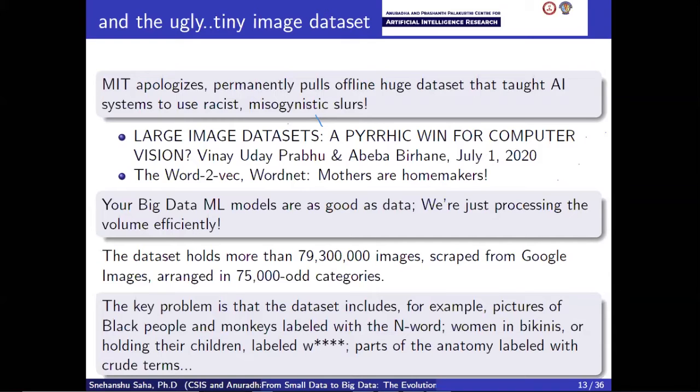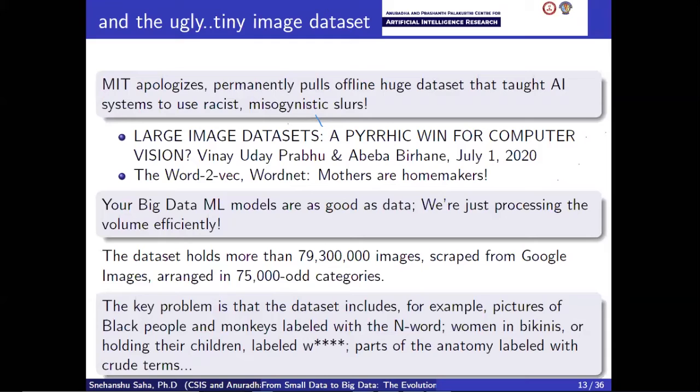This is not the ugliest part. The ugliest part is women holding their children. Women in bikinis holding their children, as if women who wear bikinis cannot hold their children. It almost sounds like that. They are labeled with that W word.